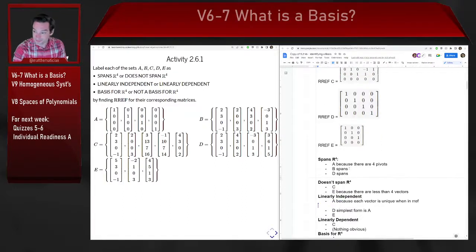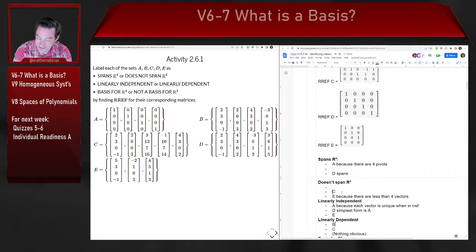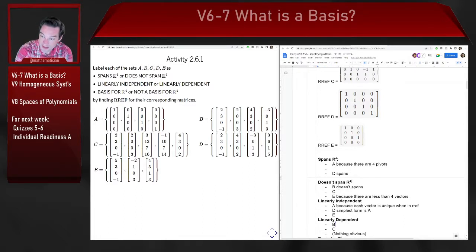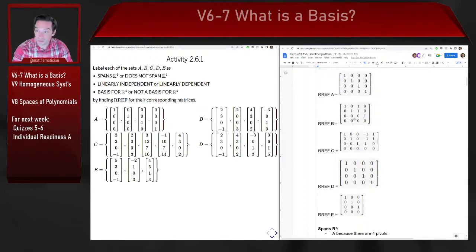But also, I'm going to take the liberty here of moving this statement from B down to C, or from the first piece down to the second piece. We don't have a spanning set for R4. And the reason we don't have a spanning set is that we lack a pivot in a row. Right? This last row of the reduced row echelon form for B is all zeros, which means that there exists some vector out there in 4-dimensional space such that if I made it the right-hand side of an augmented matrix against this left-hand side, we would get an inconsistency.